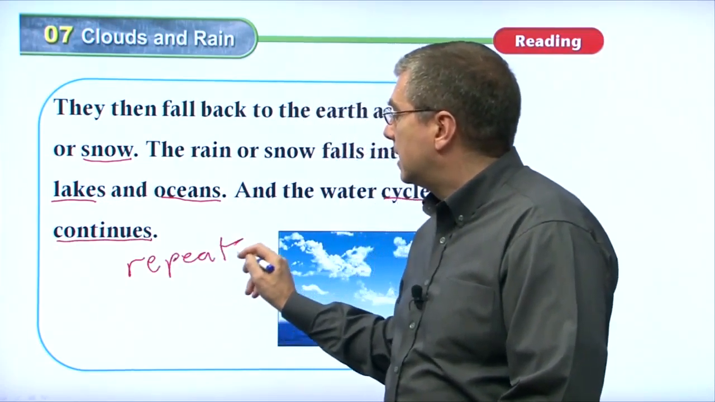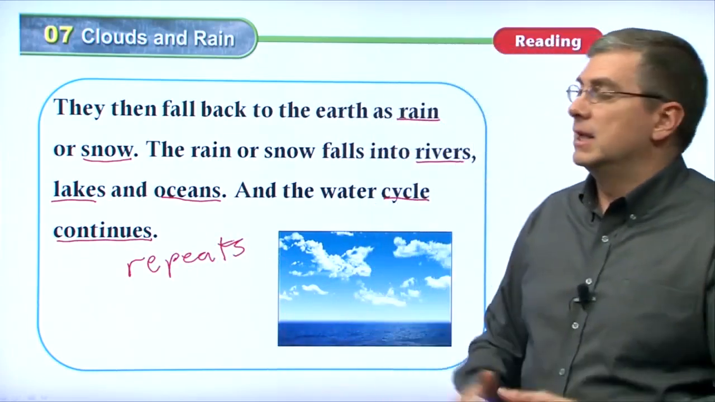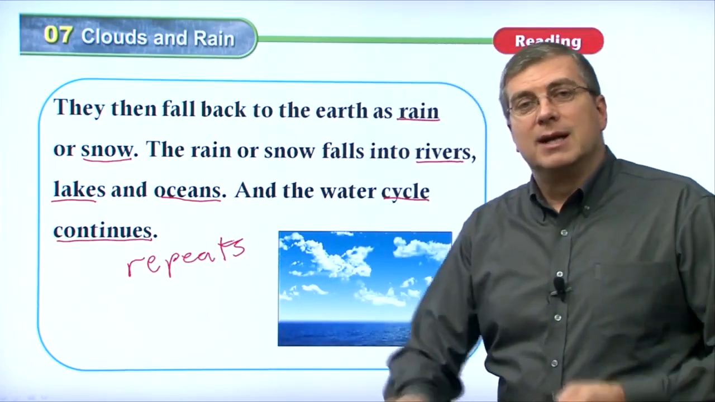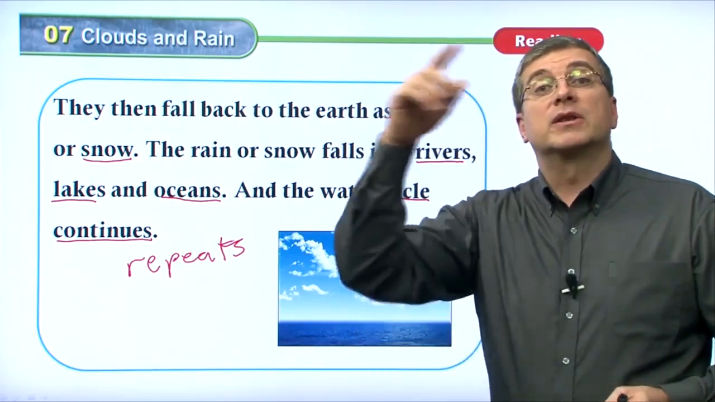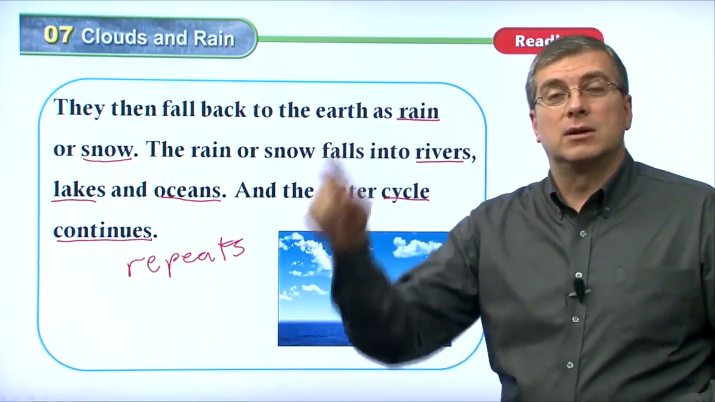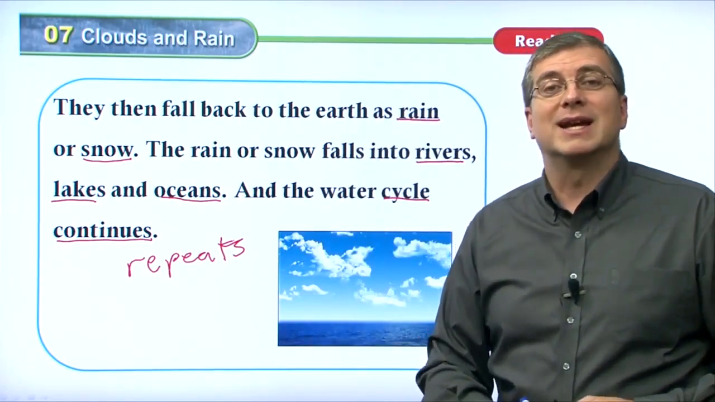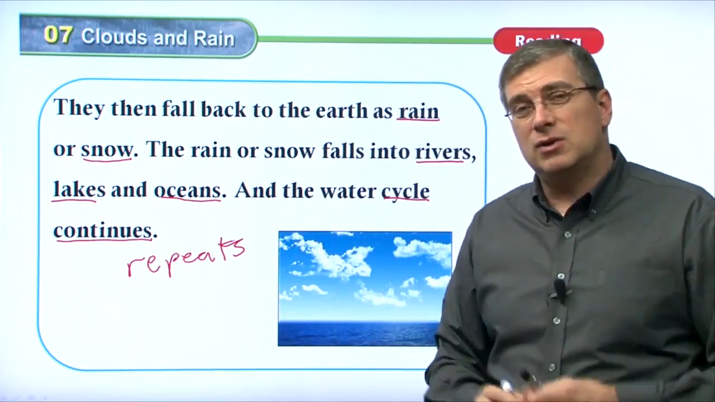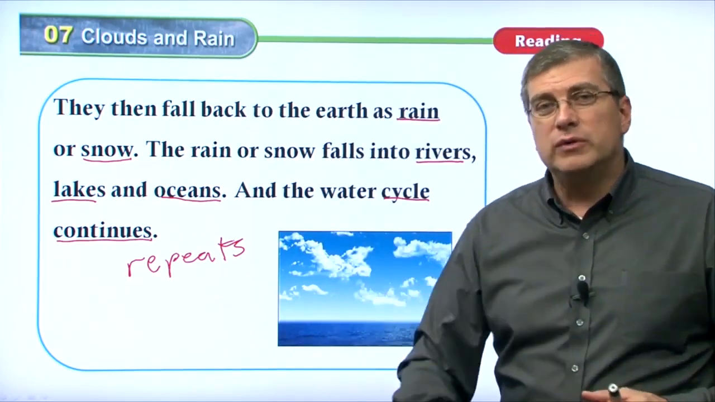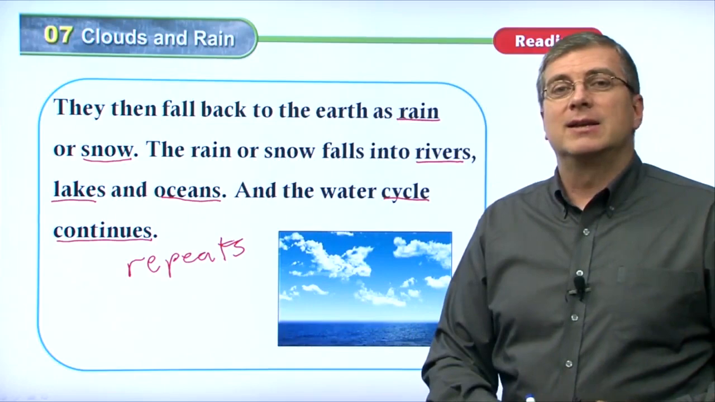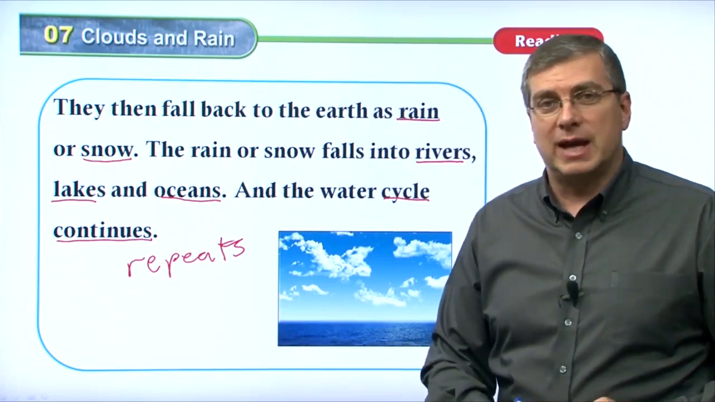It repeats again and again. So it falls back down to the ground, the sun will warm it up and it'll start the cycle, a new cycle that continues and repeats again and again. So it's very interesting to look at water. Water moves from place to place, and that is part of the water cycle.